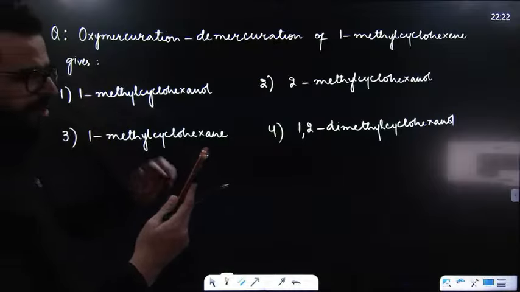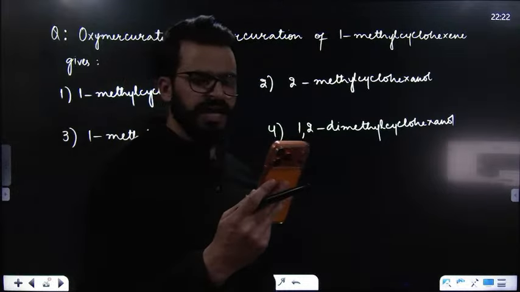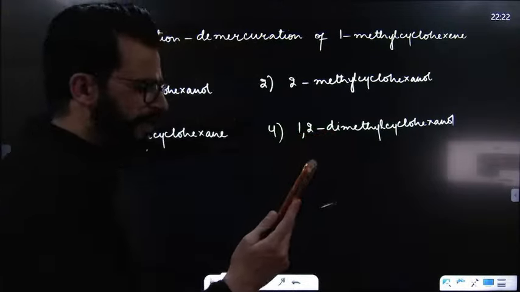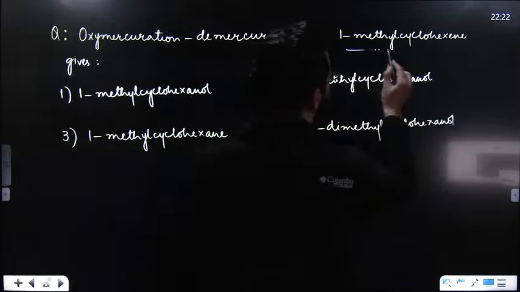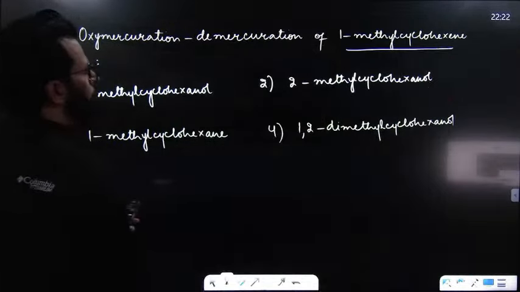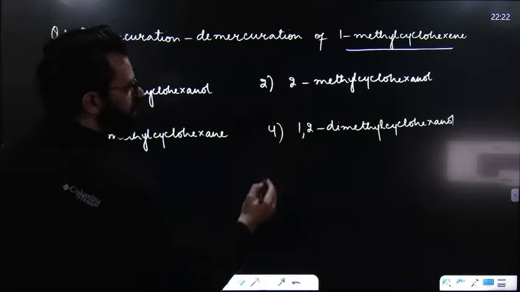This is the question in front of you. Let me know the answer of this question quickly in the chats. Oxymercuration-demercuration of 1-methylcyclohexene.